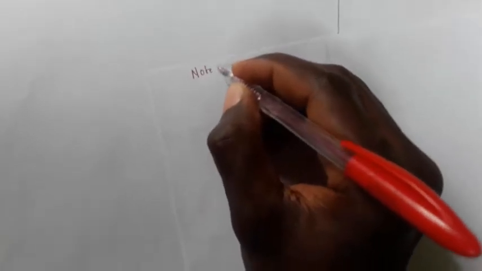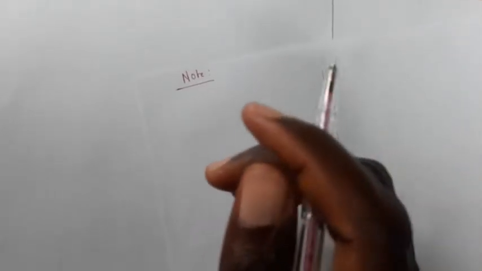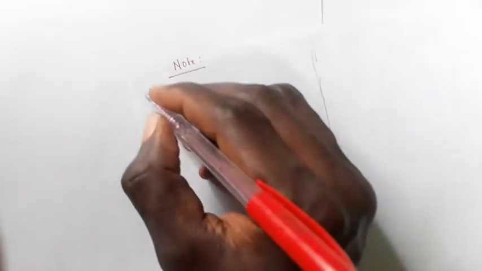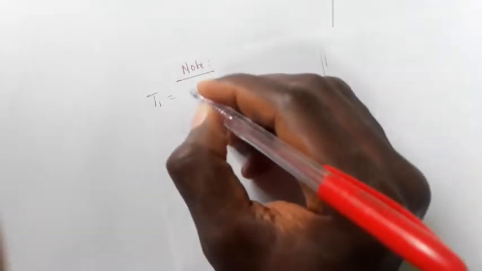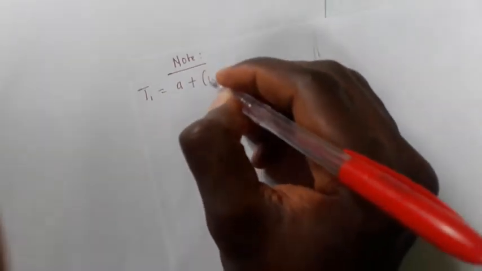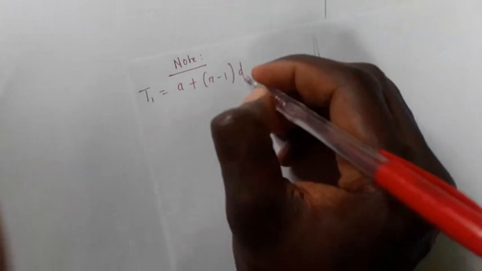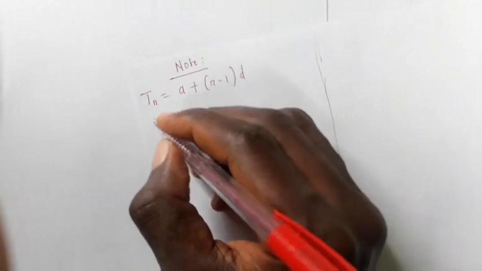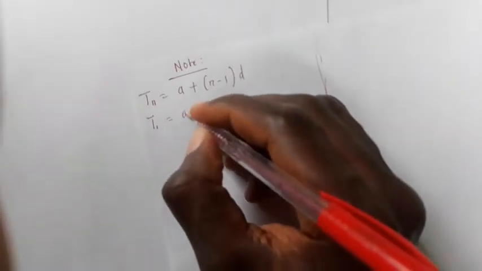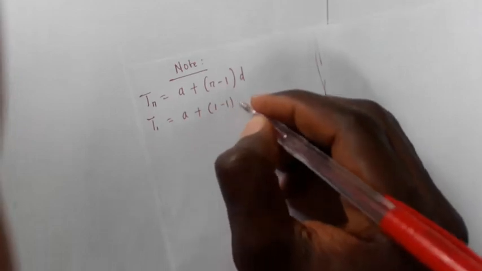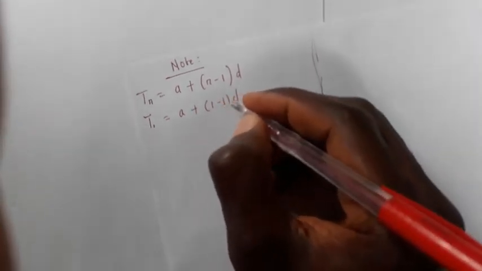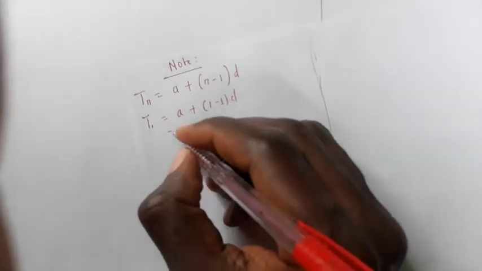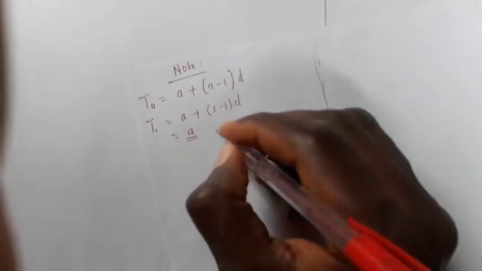Note, if you are asked to calculate the first term, T1 equals A plus (n minus 1) times D, where Tn has n equal to 1, the first term. T1 equals A plus (1 minus 1) D. 1 minus 1 is 0, and 0 times D is 0. So the answer will be A. So A is the first term.